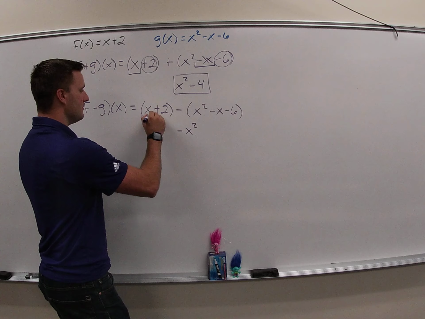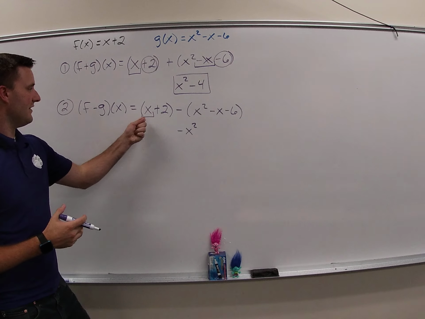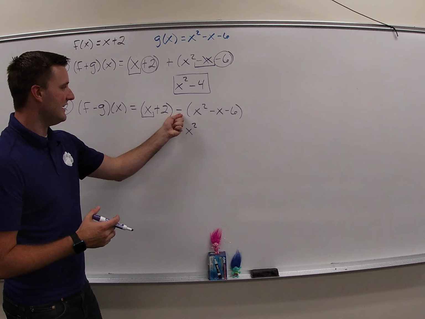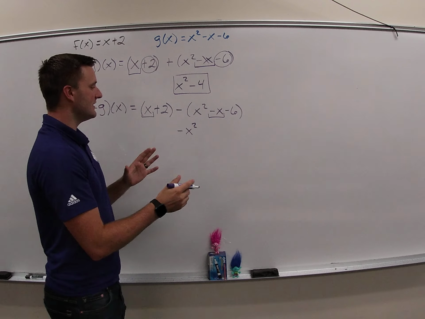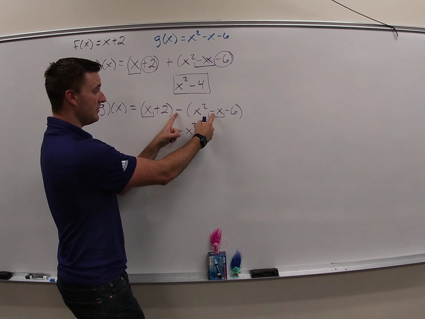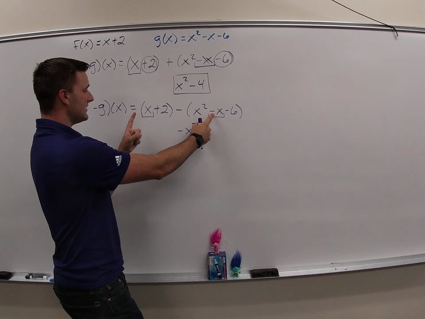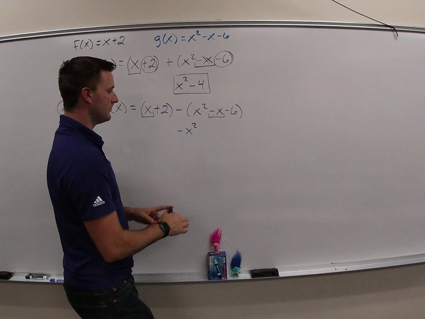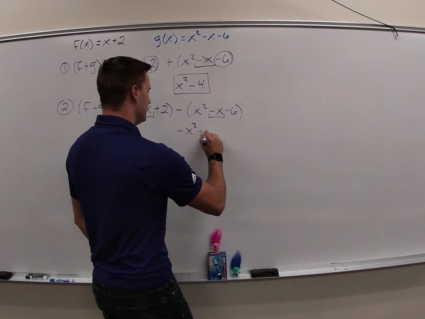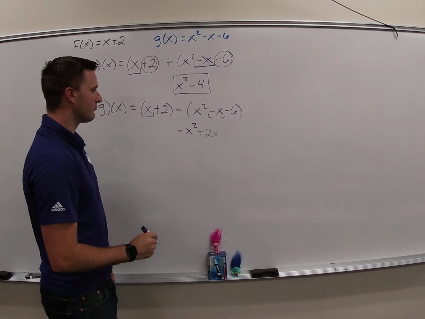So my next term, x to the first power. So I have a 1x minus a negative x. What happens when we minus a negative? Well, when I have minus a negative, that becomes a plus sign. So really, I'm saying 1x plus another 1x. So that gives me a positive 2x.